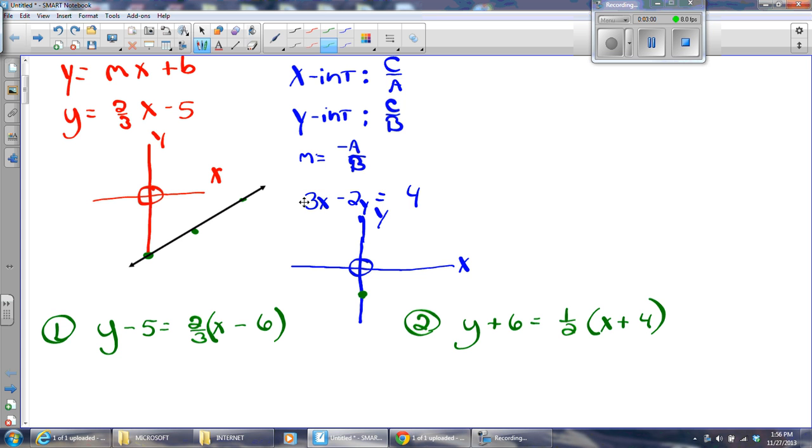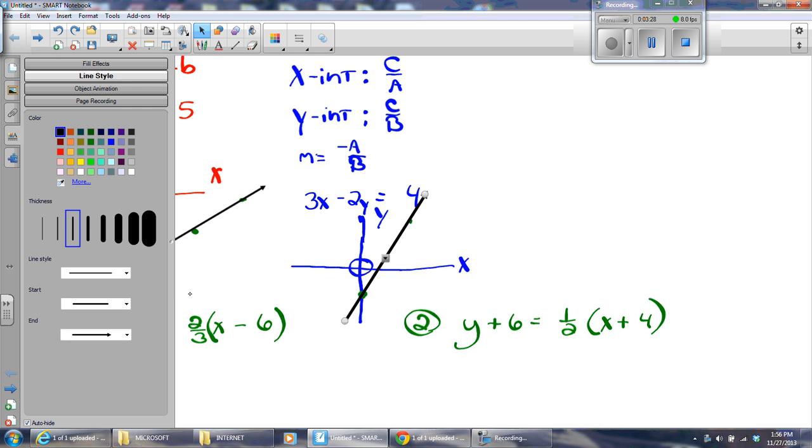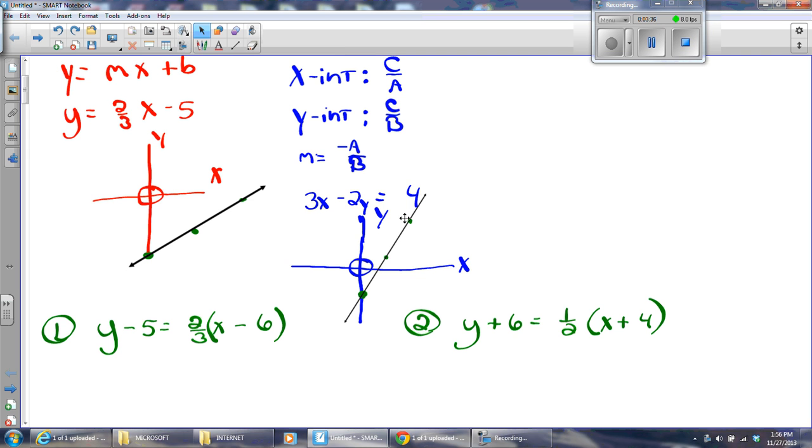And I'm going to do my slope of negative a over b, so that'll be 3 over positive 2. So I'm going to go 1, 2, 3, 1, 2. All right. So 1, 2, 3, 1, 2, something like that. And then of course my line would look like that. And look at that. Pretty close. Yeah, pretty close. All right, put an arrowhead on that end. And I'll make it smaller, thinner, so we can see the points.